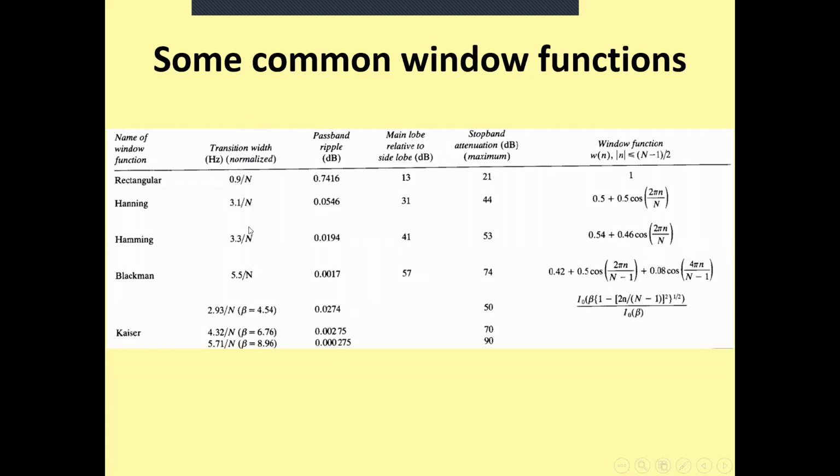The value of the transition width is constant. So when you equate a constant by, for example, 3.3 over N and 5.5 over N, we said that N will represent what? The number of filter coefficients. So the Hamming window will lead to a smaller number of coefficients, while the Blackman window will lead to a higher number of coefficients as compared with Hamming.